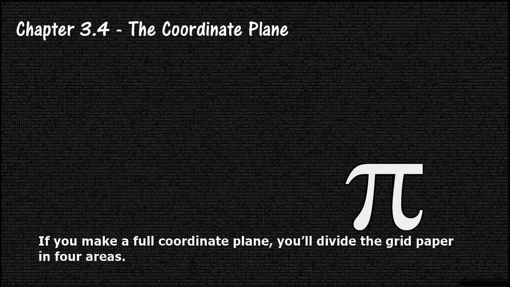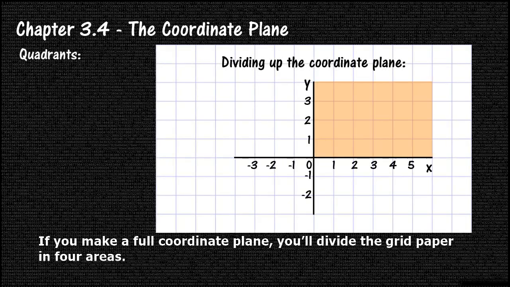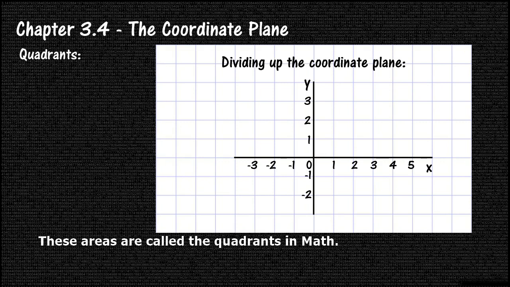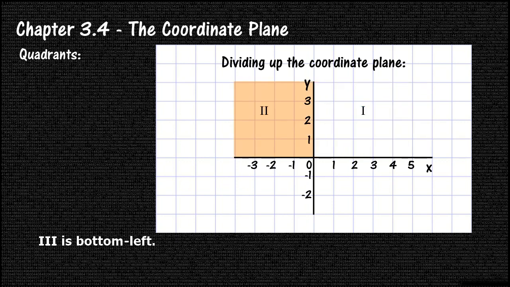If you make a full coordinate plane, you'll divide the grid paper in 4 areas. These areas are called quadrants in math. We use Roman numerals to number these quadrants. The full positive quadrant receives the number 1. Then we go counterclockwise, so this quadrant is called 2, 3 is bottom left, and bottom right is number 4.